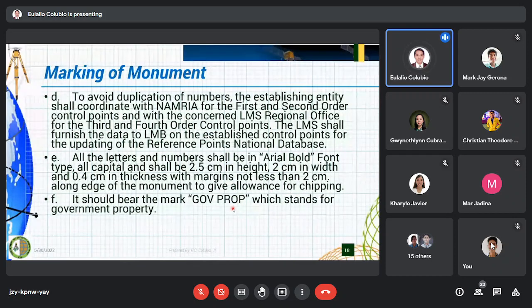So GovProp stands for government property. That's why our monuments are funded by the government, so we should preserve them so we can use them later on. We are directly affected if the monuments are destroyed. So we should also have obligations to inform our citizens not to destroy or damage the monuments if they are found.